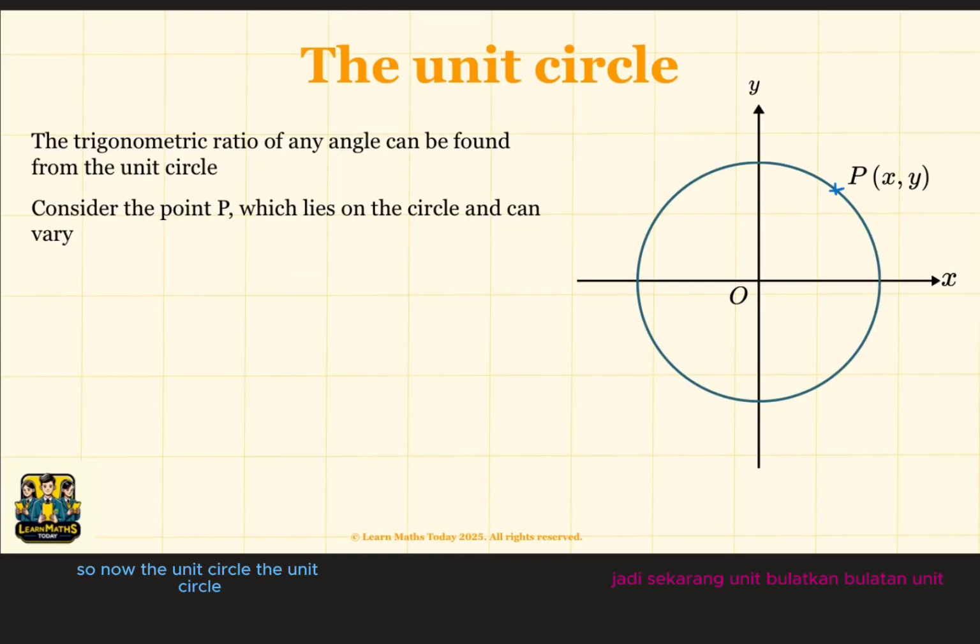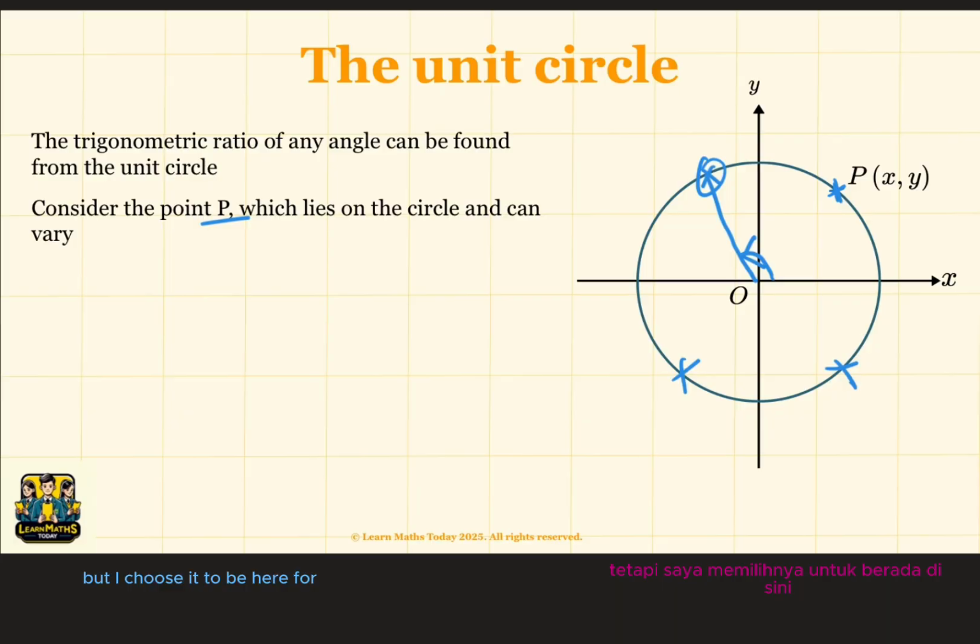So now the unit circle. The unit circle allows us to find the trigonometric ratio of any angle. How does it do that? Let's consider a point P, which lies on a circle, and it can vary. So P can lie on any point. It can lie here or here or here to change the angle. If it lay here, the angle would be this, right? But I choose it to be here for this derivation, okay?